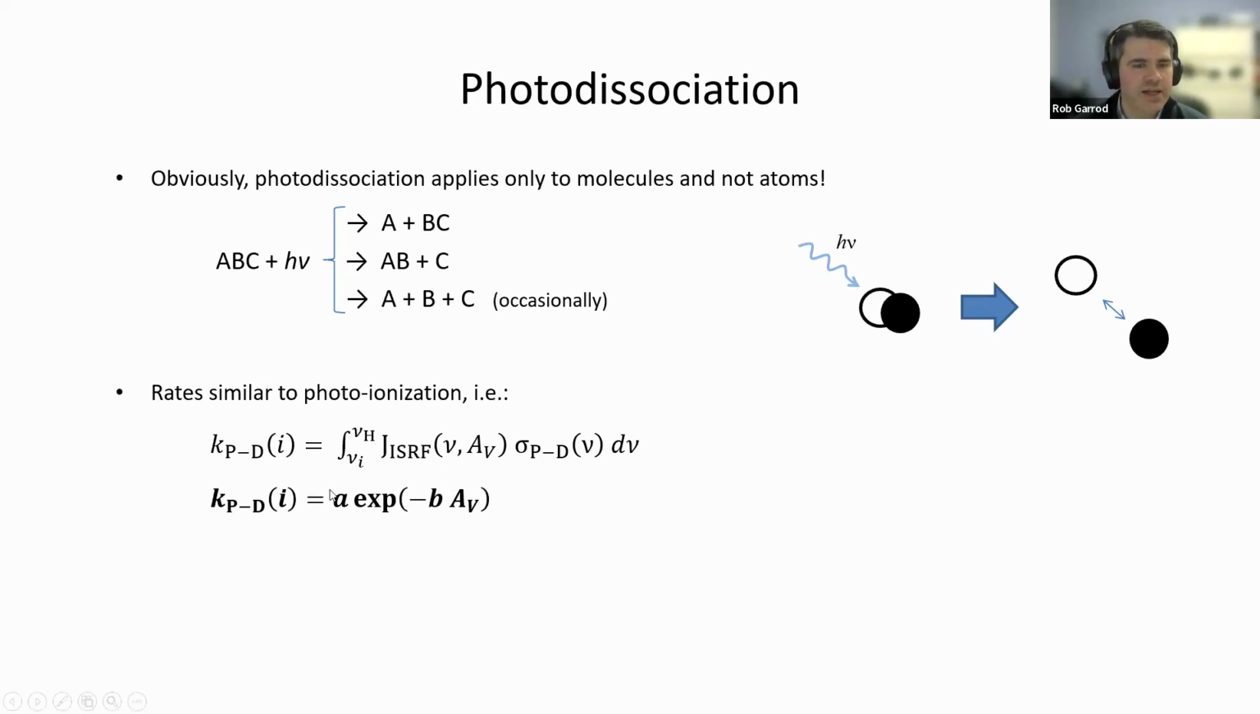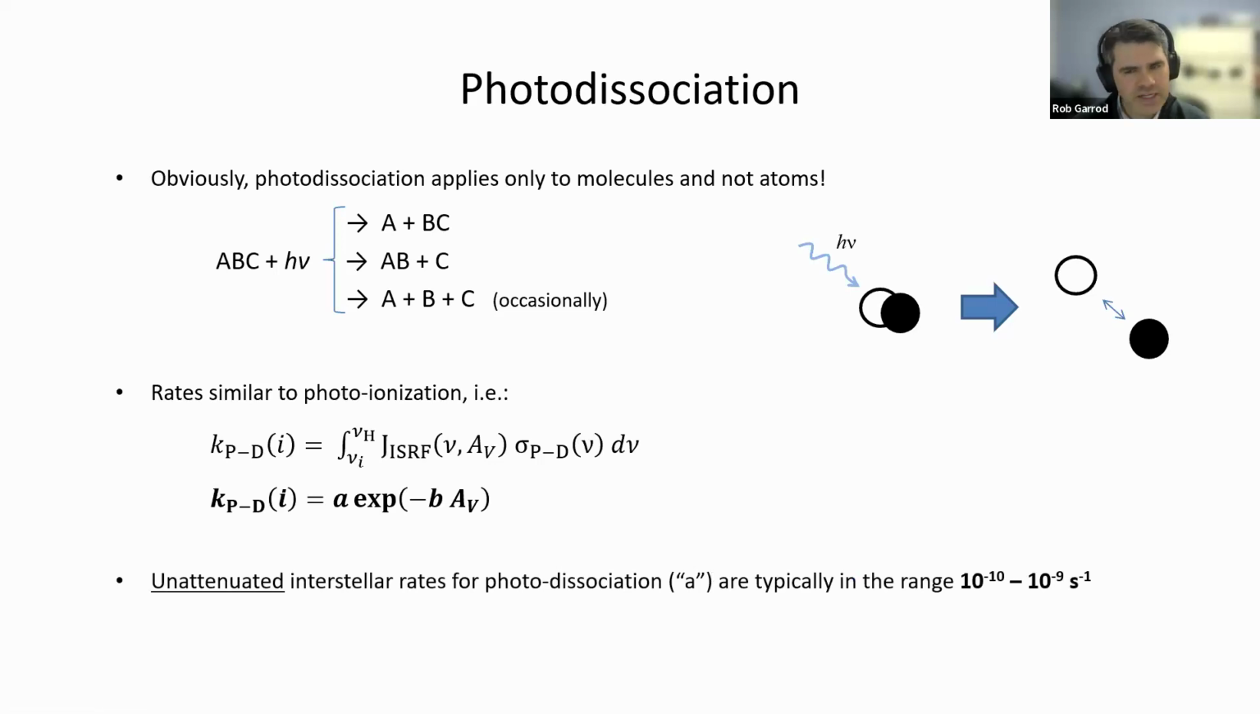What you'll see is an A value and a B value, and those are all you need to determine those rates. The rates for these processes are typically on the order of 10 to the minus 10 to 10 to the minus 9. Note the units, seconds to the minus 1, because this is a single molecule process.